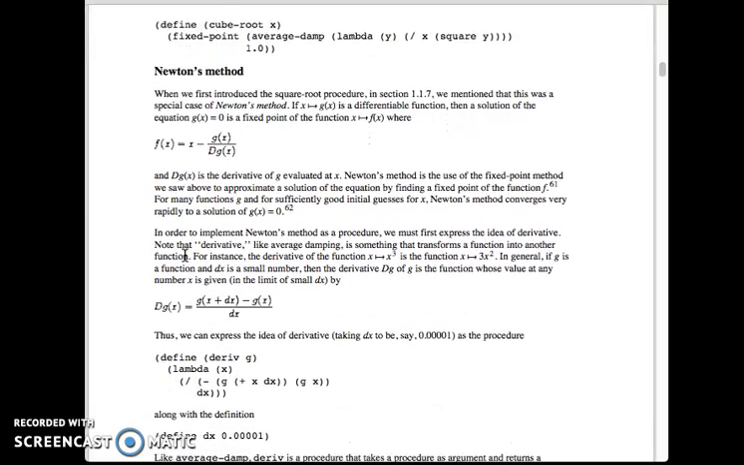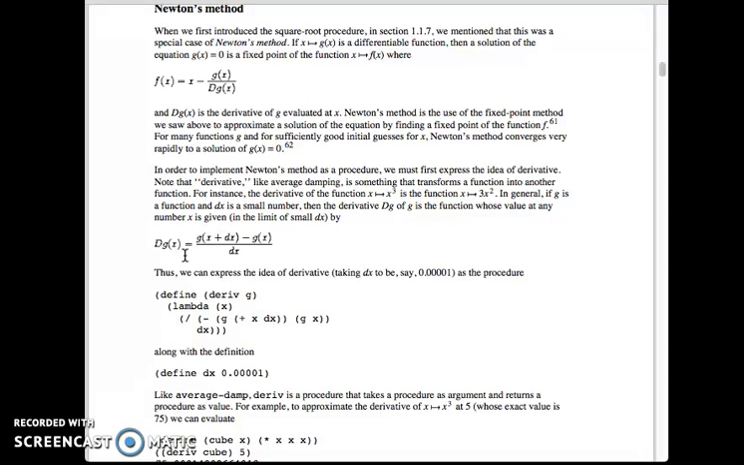Newton's method. When we first introduced the square root procedure in section 1.1.7, we mentioned that this was a special case of Newton's method. If x maps to g of x is a differentiable function, then the solution of the equation g of x equals 0 is a fixed point of the function x maps to f of x, where f of x is equal to x minus g of x over Dg of x. And Dg of x is the derivative of g evaluated at x.